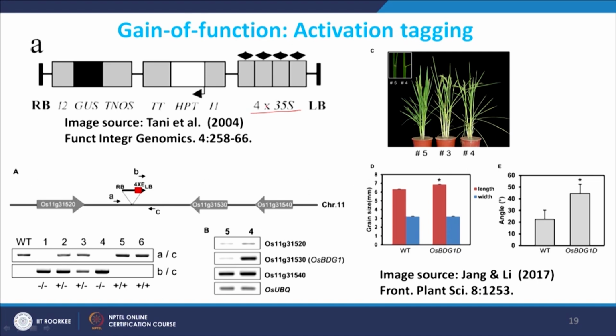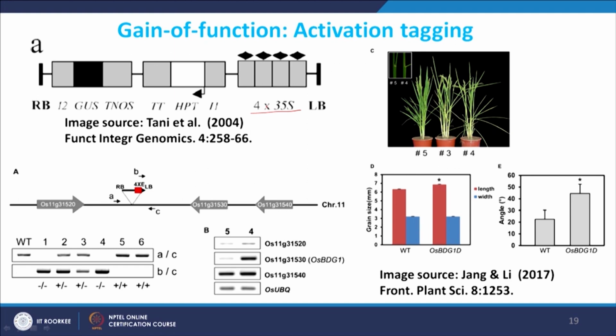But what happens is that if it comes in proximity to a basal promoter, or some promoter which is normally expressed at a very low level or normally is not expressed, but now has got an enhancer element in close proximity, then the promoter will start activating, it will start a very strong expression, and in that case you will see a phenotype which could be because of the gain of function. These are some examples.